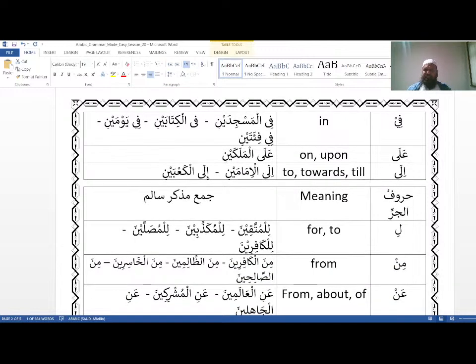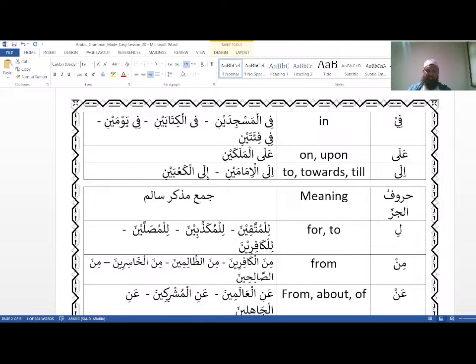في. على, on, upon: على الملكين. This baby stuff. Why you keep going from one course to another course? على الملكين. إلى, towards: إلى الإمامين، إلى الكعبين.